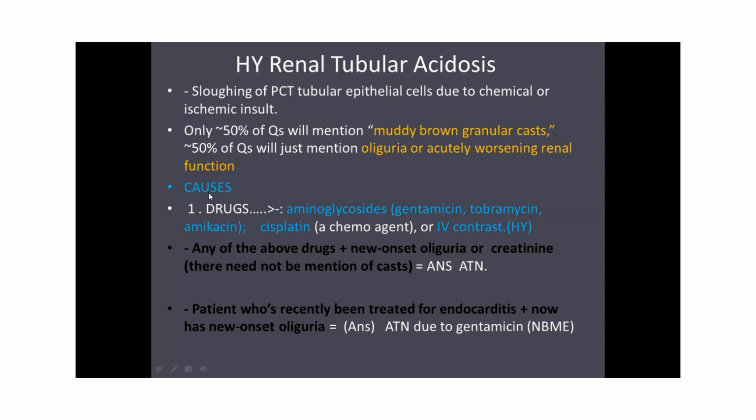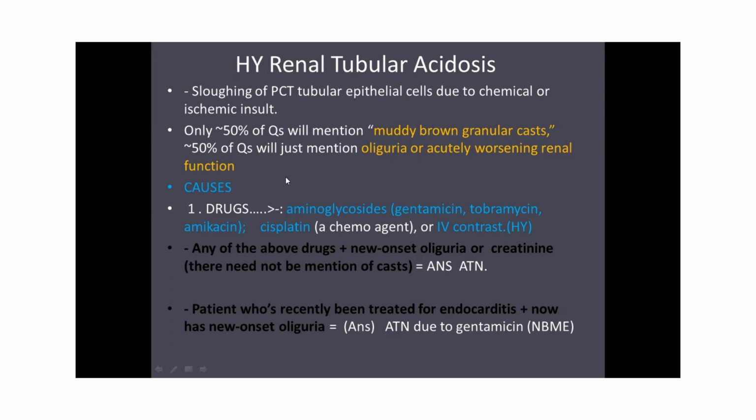So moving toward the high yield, what will happen in renal tubular acidosis? There is sloughing of the proximal convoluted tubular cells due to either chemical or ischemic insult. Most of the questions, 50%, will mention that the patient has muddy brown granular casts. Always remember, whenever there is a muddy brown granular cast, always go for tubular necrosis. And 50% of the questions will mention oligouria or acutely worsening function.